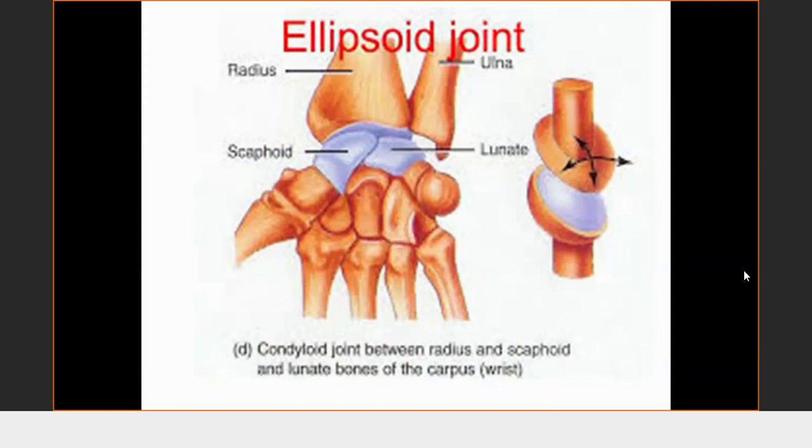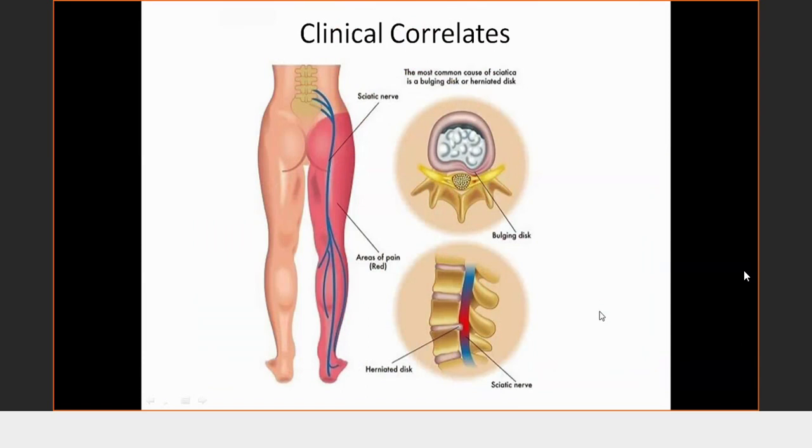Okay, these are the different types of the synovial joint. And now just basically quickly, what are the clinical problems, some of the problems that we are going to deal with the knowledge of joint.